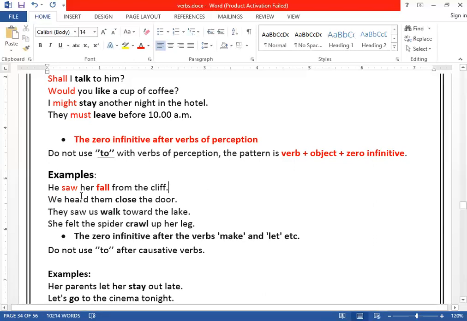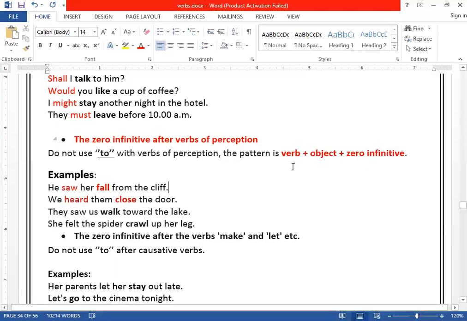We say, we heard. 'Heard' is a perception verb. We heard them, 'them' is the object. We heard them close the door. We cannot say, we heard them to close the door.